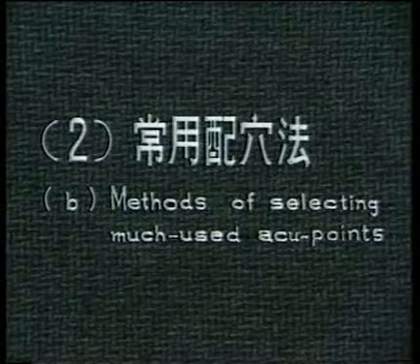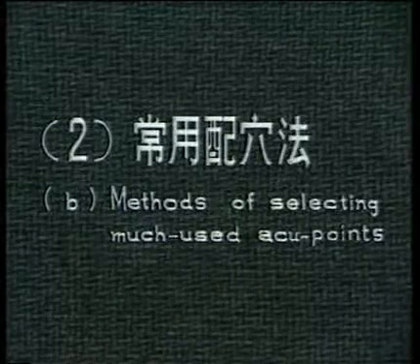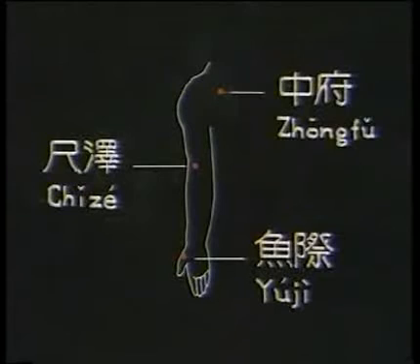There are 5 categories of clinical combination of points. 1. Selection of points from the diseased meridian. That is to say, points along the diseased meridian to which one of the organs is related will be prescribed. For example, Zhongfu, Lung 1, Chizi, Lung 5, and Yuji, Lung 10 are selected for cough.